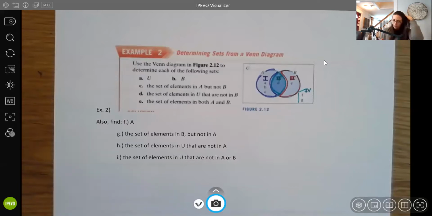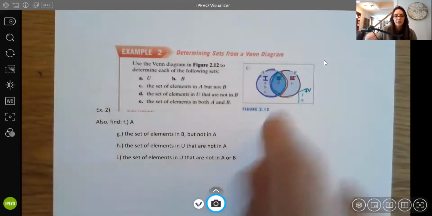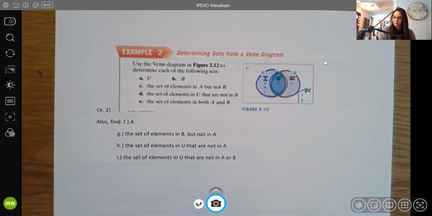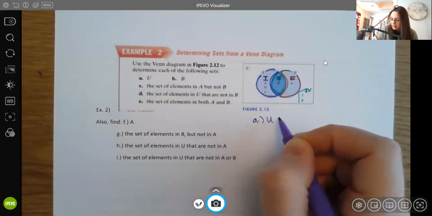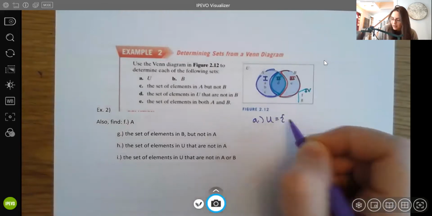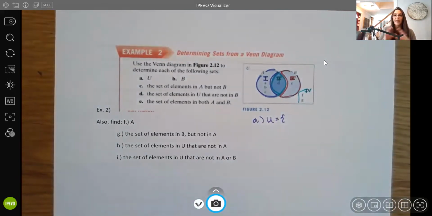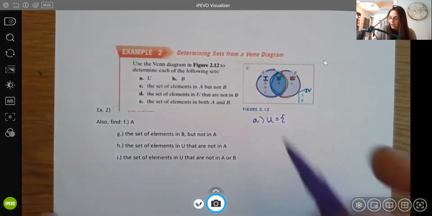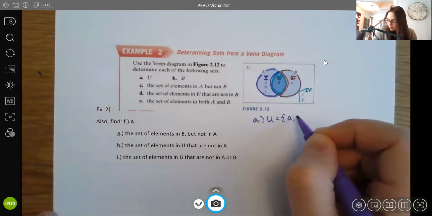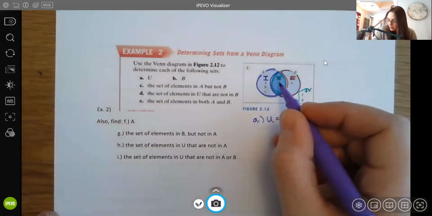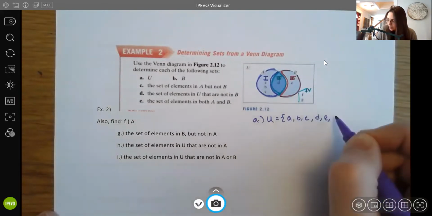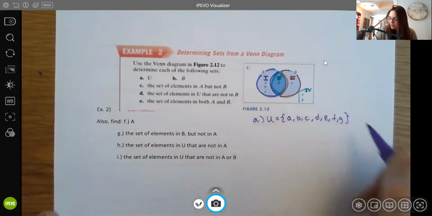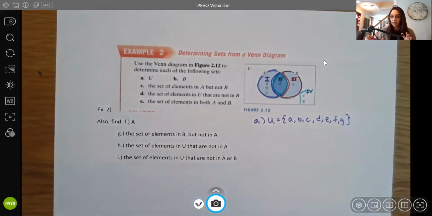It's that leftover stuff that's still in the universal set, but not everywhere else. So let's answer some of these questions, again, using this Venn diagram. I'm just going to go in order here. So the first thing it's asking us is, what is the universal set? So that would be everything included, right? So I see A, B, and C. I see D. I see E. And then I also see F and G. So your universal set is everything in that rectangle.